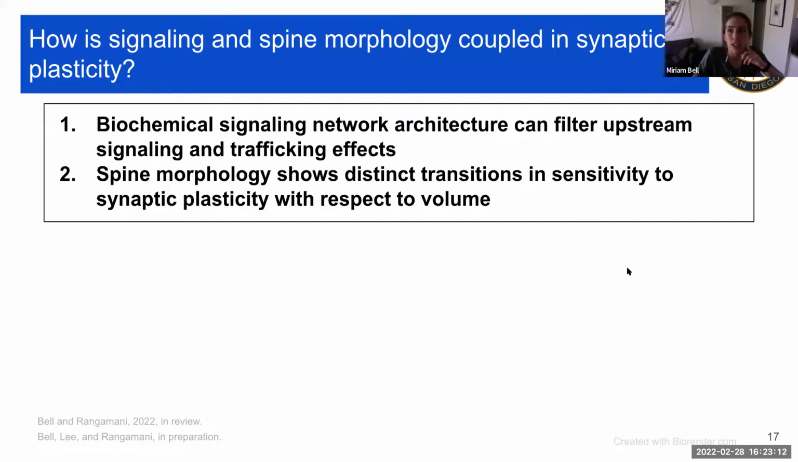Okay, so to summarize, we looked at two potential signaling networks and found that model architecture could filter upstream signaling and trafficking effects, including stimulus and initial conditions. Using a spatial model, we found that spine morphology showed volume-dependent sensitivity to change in bound AMPA steady state, and that held for both idealized and realistic spine morphologies. I should say that the work here is in review and in preparation, but we're just brushing the surface on many open questions with this work.